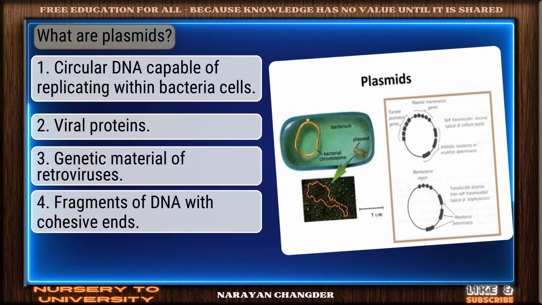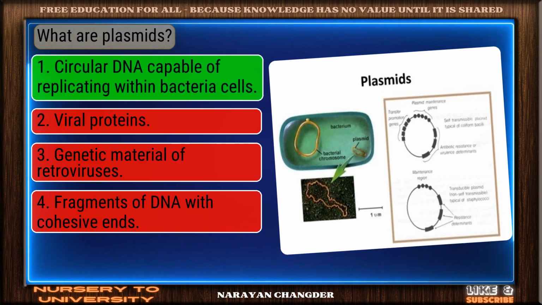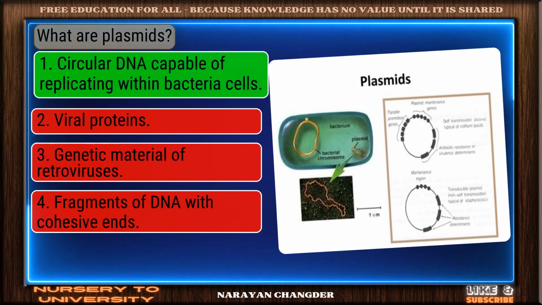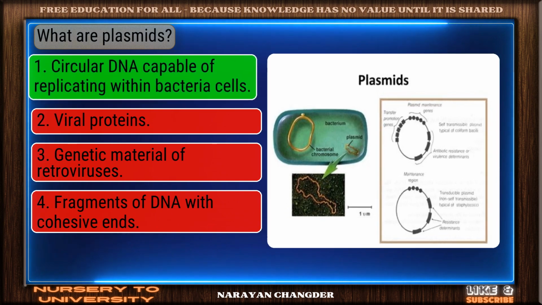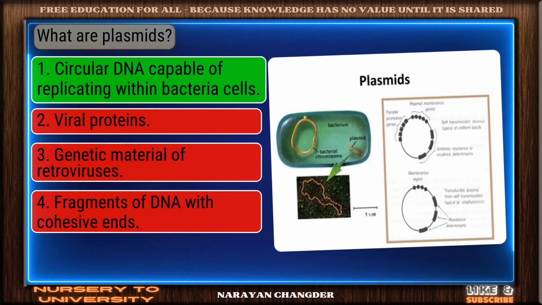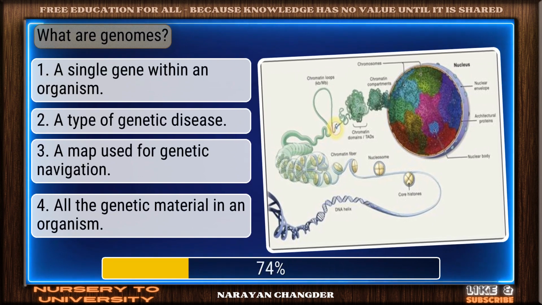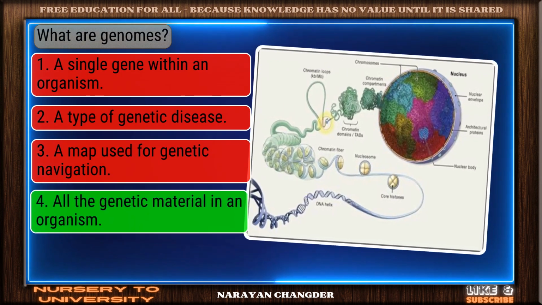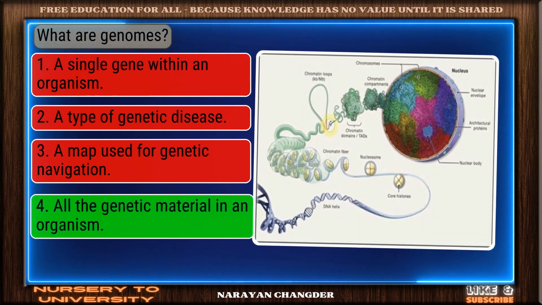What are plasmids? Clear logic. Your choice, circular DNA capable of replicating within bacteria cells, is sound and 100% true. What are genomes? Great thinking. All the genetic material in an organism is the right choice.